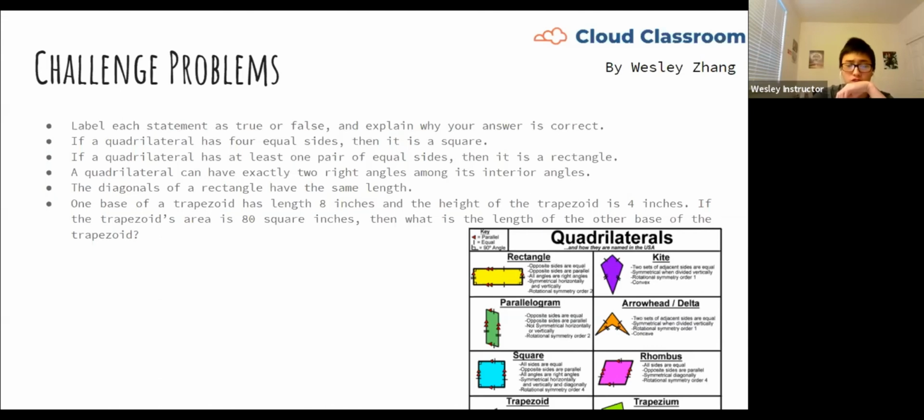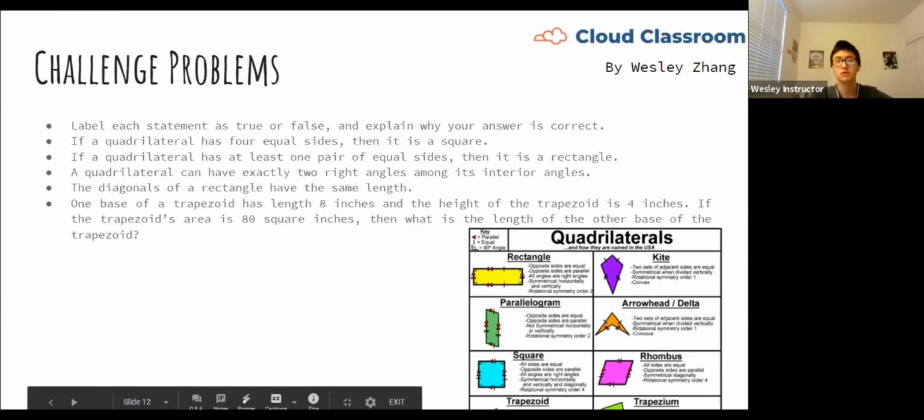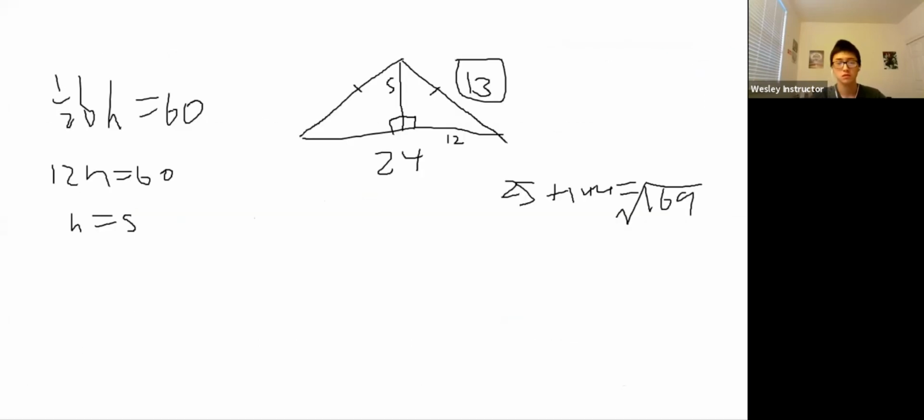Okay, I'll go over the answers right now, so you guys have enough time for Kahoot. All right, so label each statement true or false and explain why your answer is correct. Don't worry about the explain part.